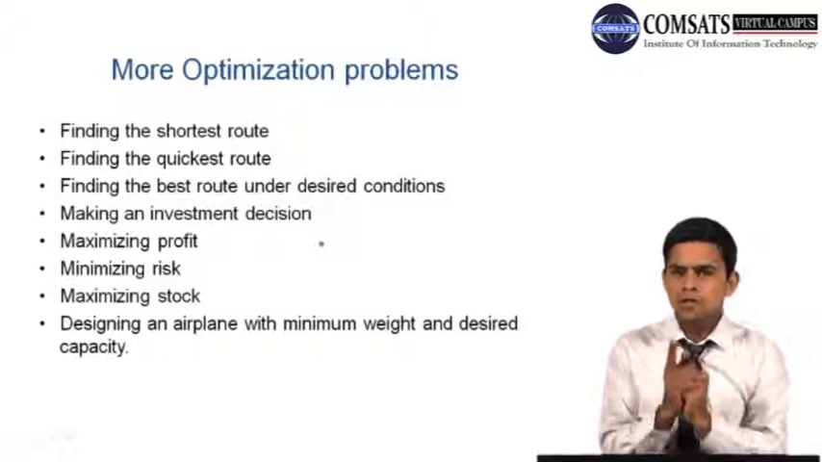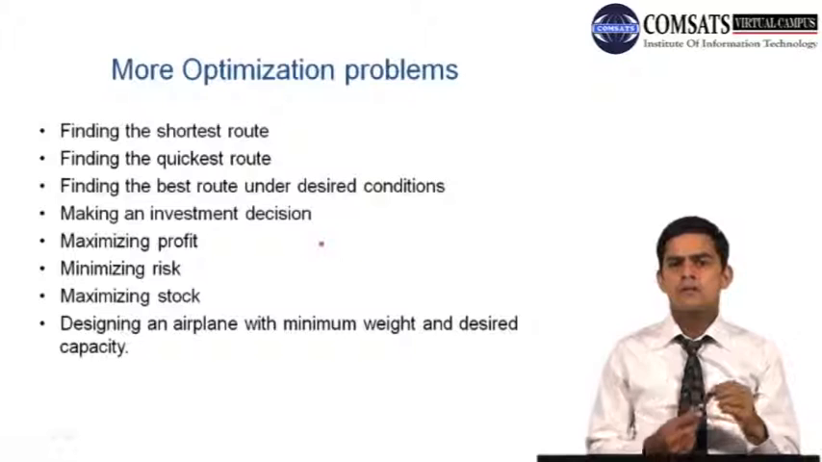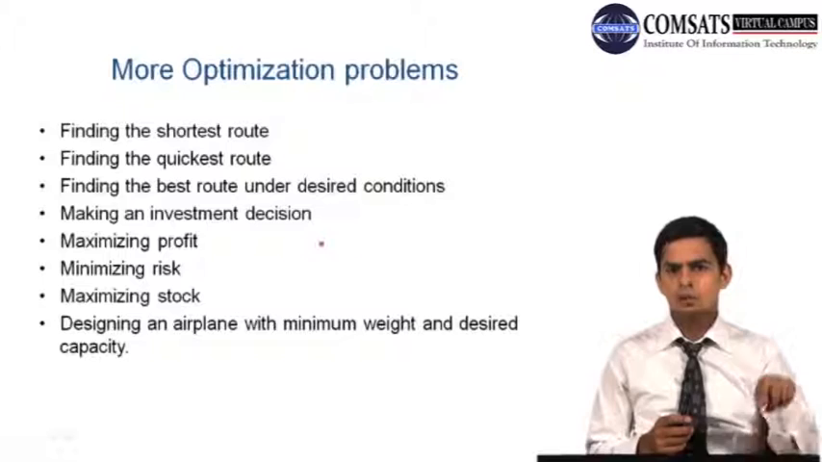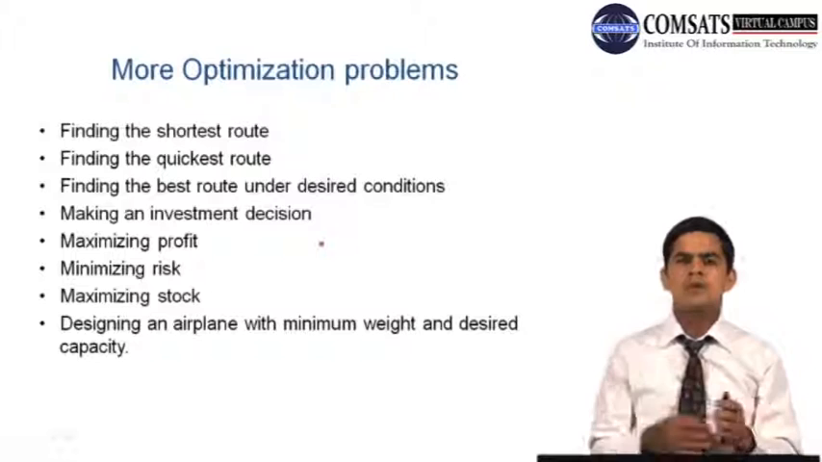Okay, finding the shortest route. I think we dwelled on it a little bit, that we want to get from, let's say, Islamabad to Lahore. Maybe there are two routes available. Let's say you can either take the motorway or you can take the GT road. And on the GT road, you can either go through the cities or you can go outside all the cities that come into your way.